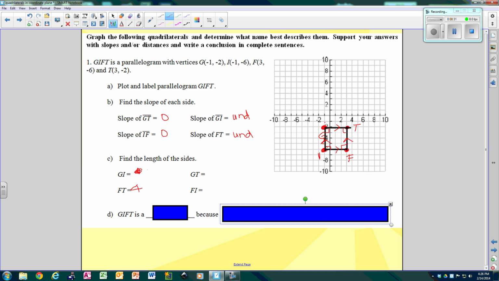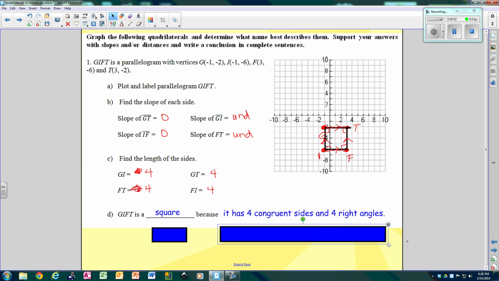Boy, those are ugly 4s. All right, GT 1, 2, 3, 4. So it has a length of 4. So 1, 2, 3, 4. It also has a length of 4. So because we have 4 congruent sides and 4 right angles, it is a square. So that's all we had to do, was plot the points, connect the dots, and use our slope. And we were able to prove that it's a square.